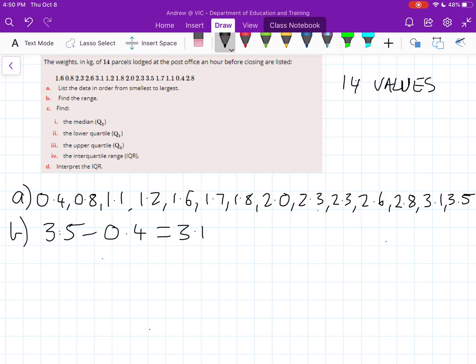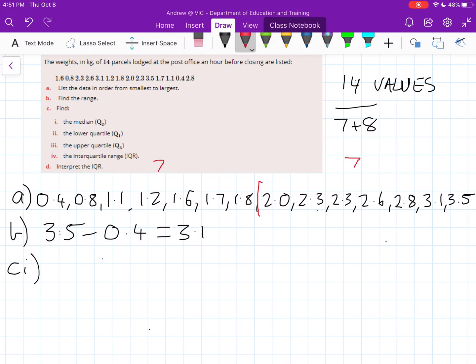Okay, now part C. We first need to find the median. With an even amount of values, the median is in between the 7th and 8th number. If we split this data after the 7th number, so 1, 2, 3, that's right here in between 1.8 and 2, we'll have 7 numbers on this side and 7 numbers on this side.